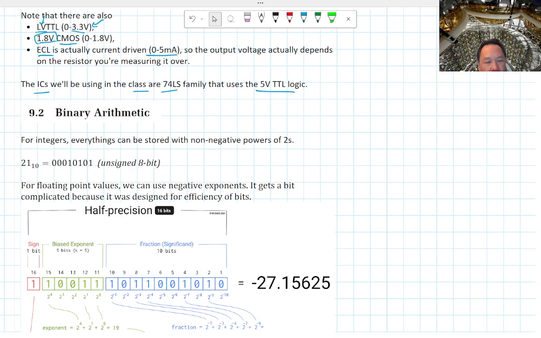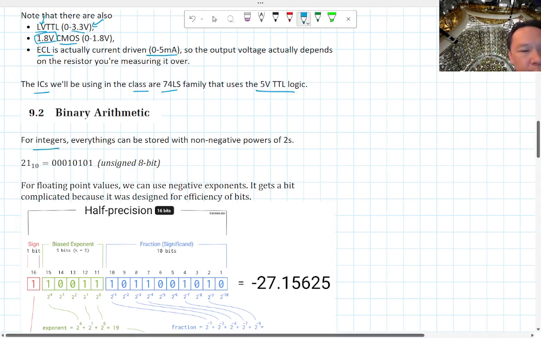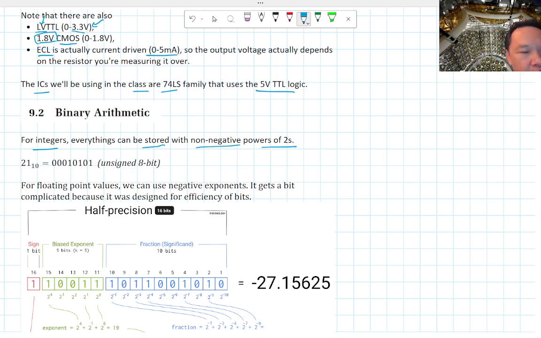So as I said, binary arithmetic is actually easier if we were to grow up with it, but we didn't. So therefore, we always have to translate back to decimal. For integers, everything can be stored in non-negative powers of 2. So for example, if I wanted to represent the number 21 in decimal using binary instead, this is an 8-bit unsigned integer. Hopefully I get this right.